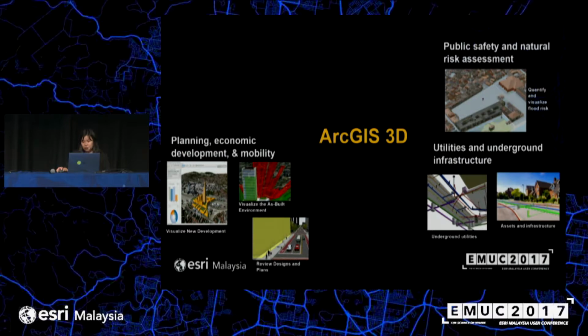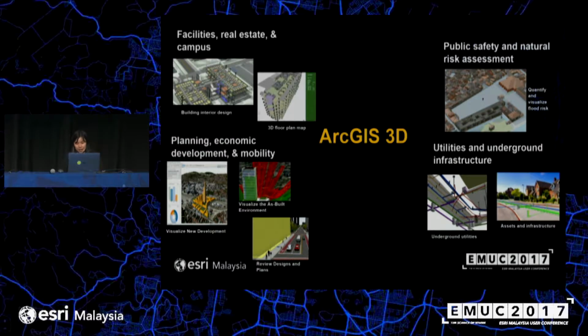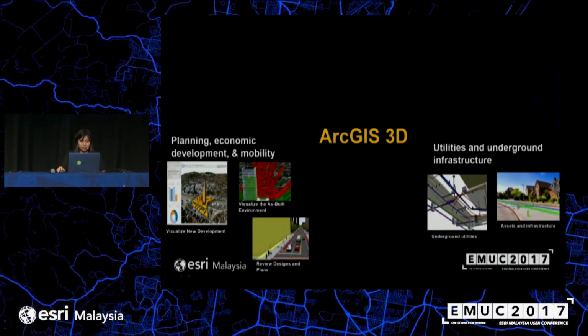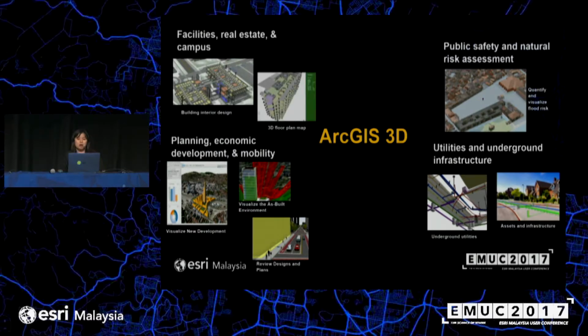For the last one, you can use it in facility, real estate, and campus. Organizations can use 3D building information to show the building interior design and floor plan map. By interacting in a 3D view, users can more effectively align their community plan with strategy and business plan, as well as reduce costs associated with real property management and facility service.